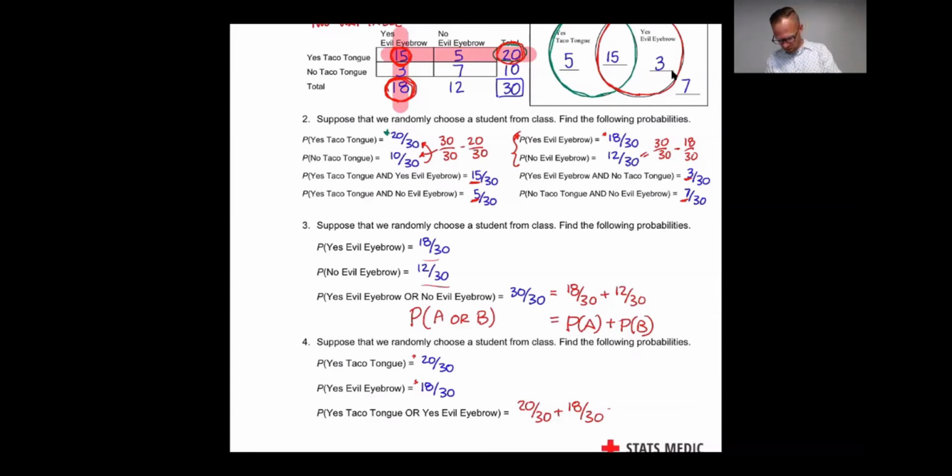So hopefully we can just subtract out the people that we've double counted, and that will allow us to arrive at our answer. Our final answer here should be 23 out of 30. Now let's see if we can generalize that into a formula here.